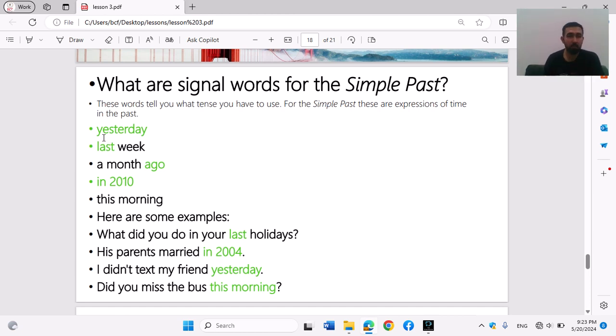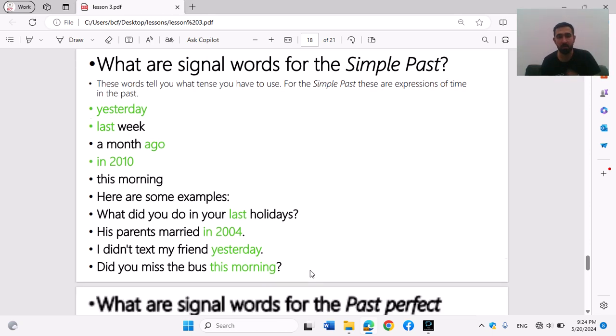We have the words yesterday, last week, a month ago, in 2010, or a time which is past. This morning, which is past because it's already done. And these are some examples. What did you do in your last holidays? His parents married in 2004. I didn't text my friend yesterday. Did you miss the bus this morning? So these are the signal words to know that this sentence is past simple.